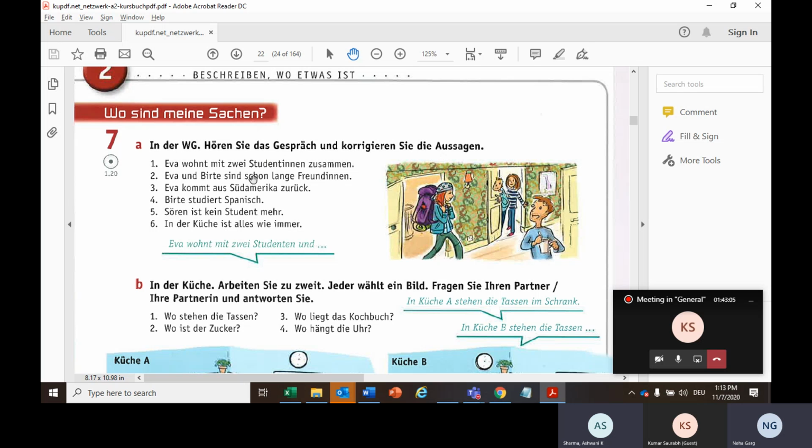So, Eva wohnt mit zwei Studentinnen zusammen. Here, as we already know, there are 4 people: Eva, then Jorgen, then Peter, and then this guy. So there are definitely not 2 female students, but 2 male students. So Eva wohnt mit zwei Studenten zusammen. Not Studentinnen, aber Studenten. So Eva und Beta sind schon lange Freundinnen. So Eva und Beta, do they already know each other for long? I think yes.